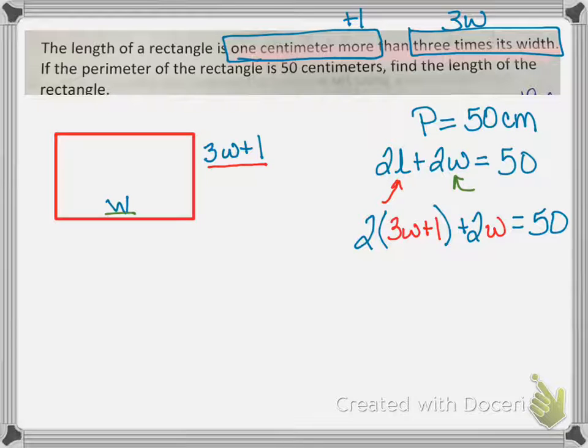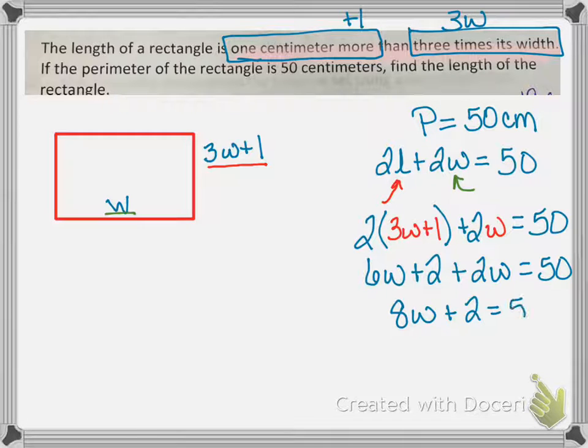So, what I hope that you did, 2 times 3W is 6W. 2 times 1 is 2. 2W. Okay. I have like terms, 6W and 2W. I'm going to subtract 2 from both sides. I get 8W equals 48.